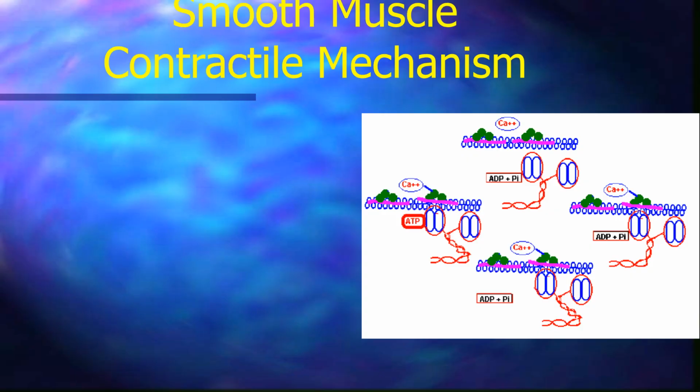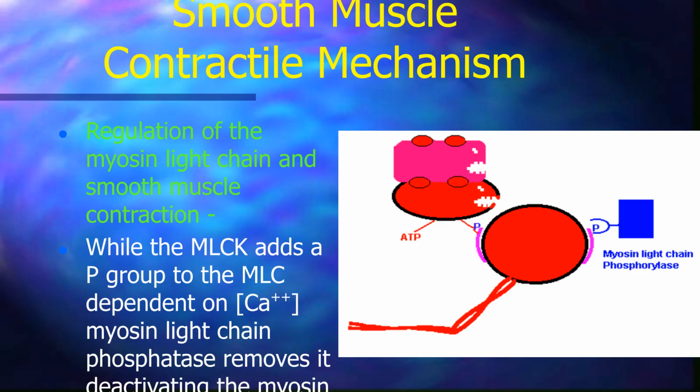Myosin light chain kinase adds a phosphate group to the myosin light chain, dependent on calcium. Myosin light chain phosphatase continually removes this group, deactivating the myosin head. Smooth muscle responds to stimulation from nerves, hormones, mechanical manipulation, and self-stimulation, known as automaticity.